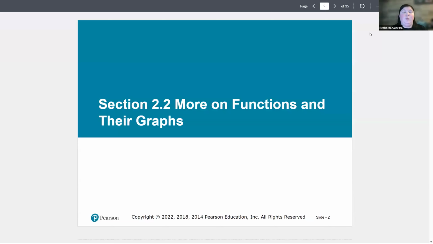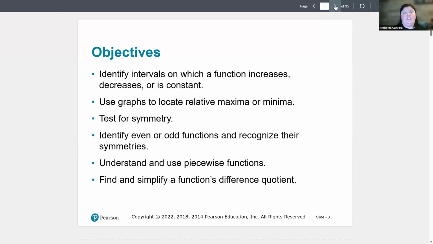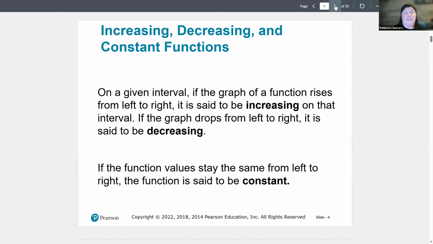Continuing with chapter 2, we're still going to look at functions, but we're going to look at the graphs of functions and discuss some properties of graphs. So what we're going to first start with is increasing, decreasing, and constant functions, or increasing, decreasing, and constant intervals. We'll talk about some of this and then we'll do a demonstration.